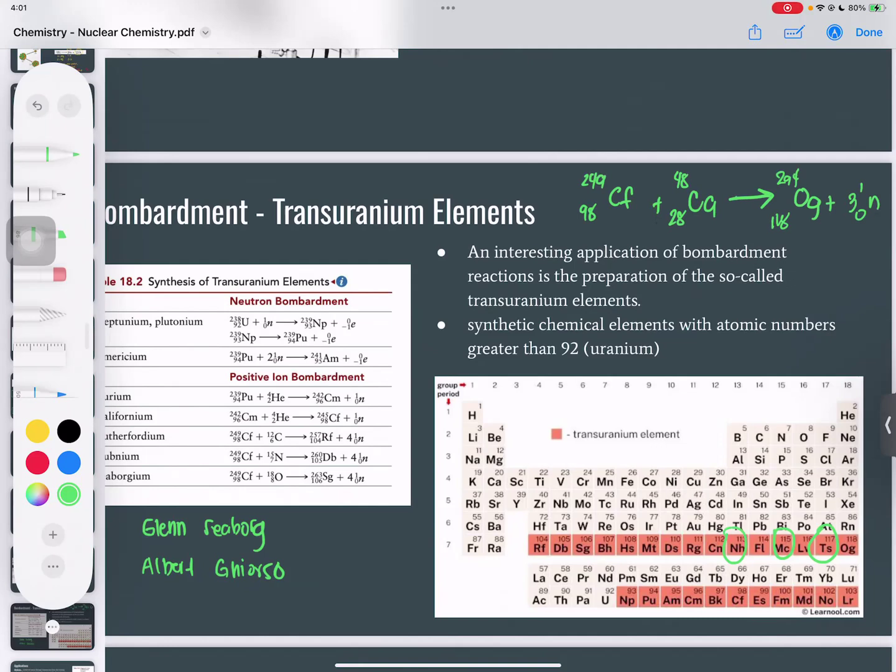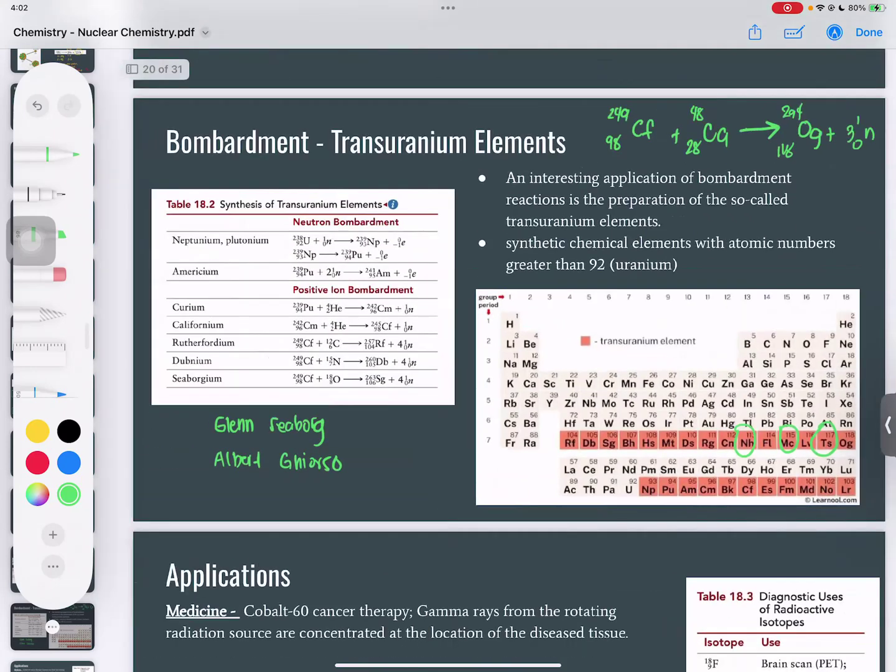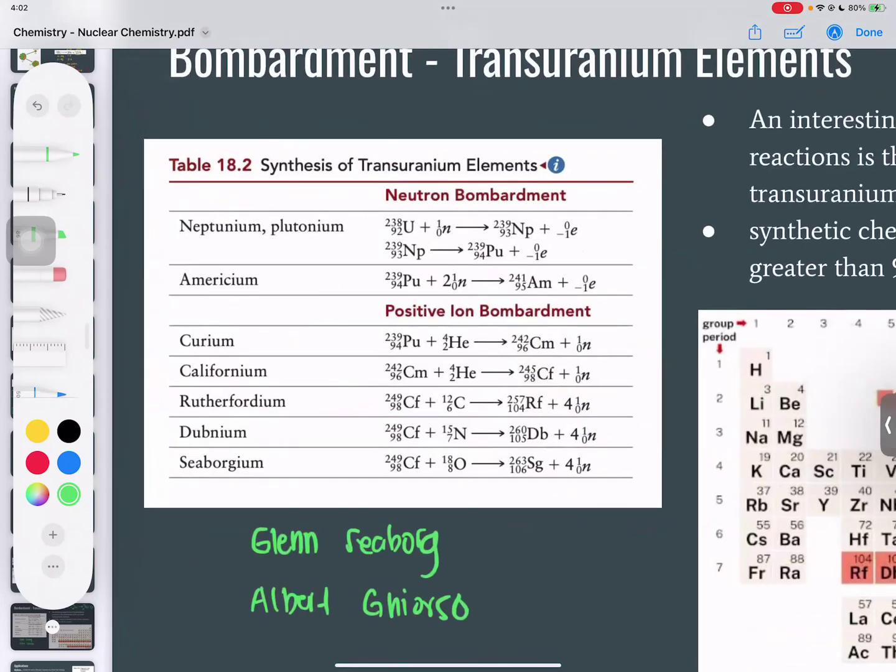How do they synthesize the other elements in the periodic table through bombardment? The synthesis of transuranium elements is listed below. Neutron bombardment is quite effective for the lower members of this series, elements number 93 to 95, just after uranium. But the yield decreases sharply with the increase in atomic numbers. So, greater than 96, the product yield decreases.